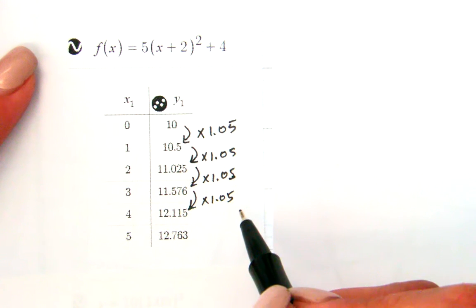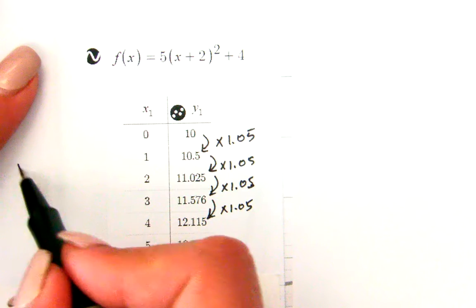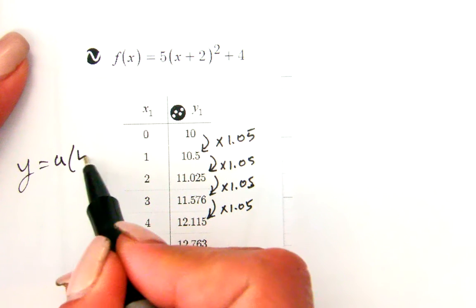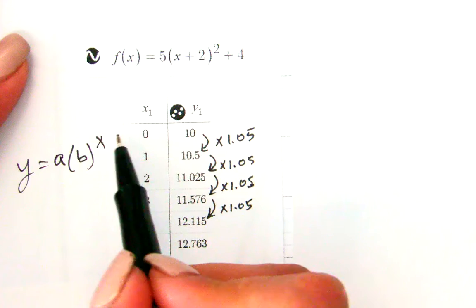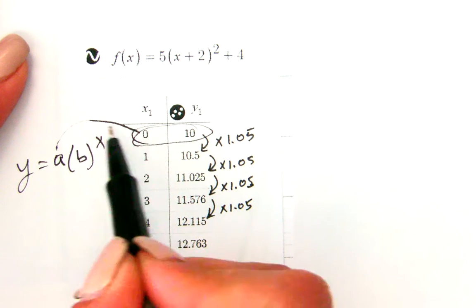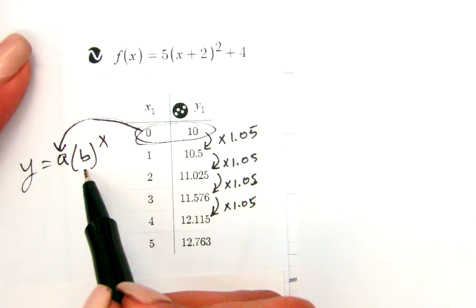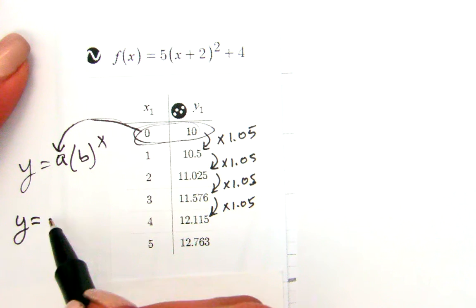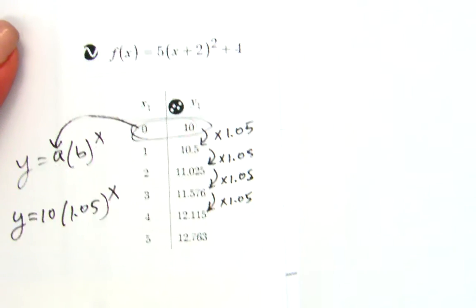It's multiplying by 1.05. Exponential equations work in y equals a b to the x, where a is your starting value, or better known as your y-intercept. So in this case, our y-intercept is going to be the 10. And b is, what are you multiplying by every time? So the equation is going to look like 10 times 1.05 to the x power.